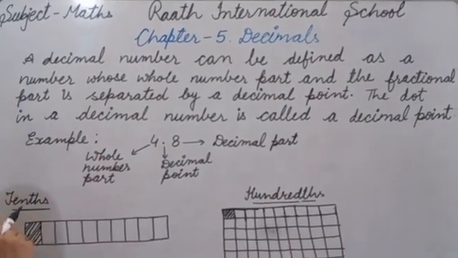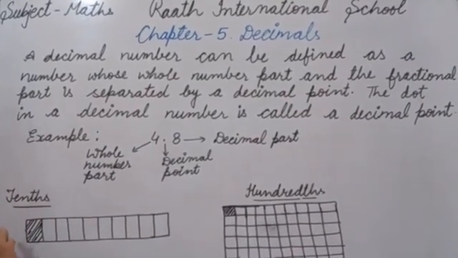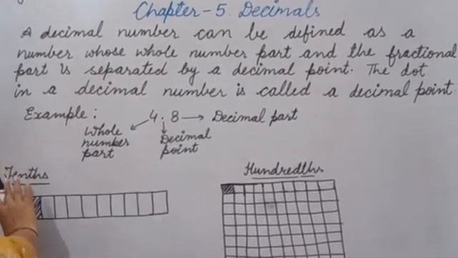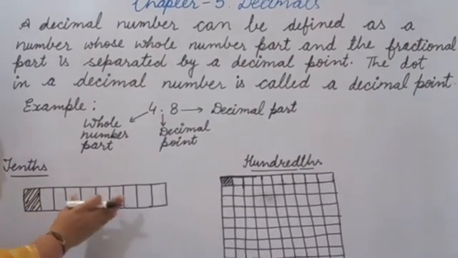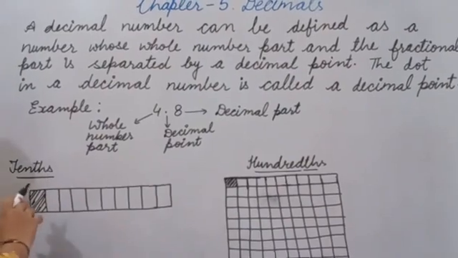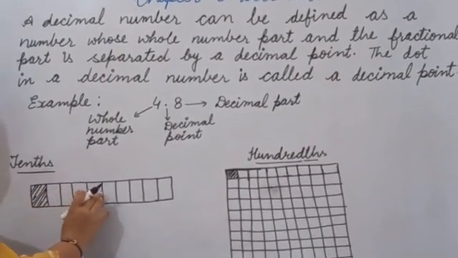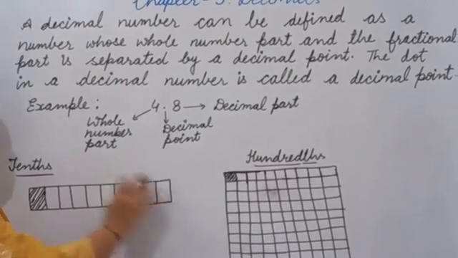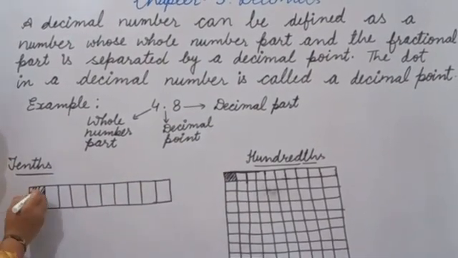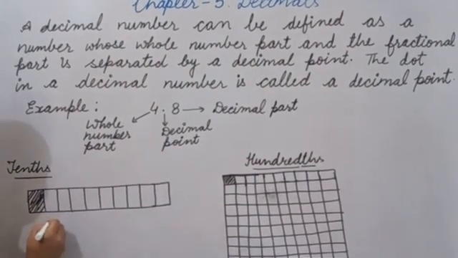Now we talk about tenth. First of all we are talking about tenth. What is a tenth? We take one rectangle and we make it into 10 equal parts. Okay? And we take one part from 10. There is 1, 2, 3, 4, 5, 6, 7, 8, 9, 10. And from 10 we take one part. Okay. So what will be the fraction for that? 1 upon 10.